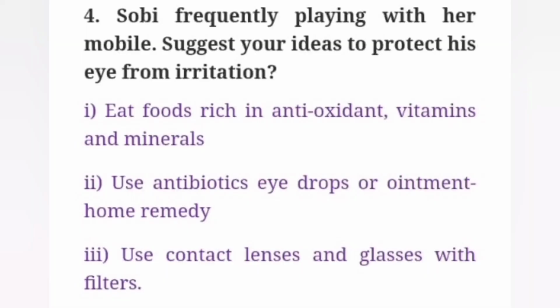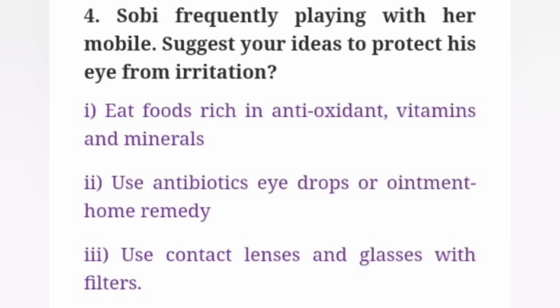Fourth question: Shobhi is frequently playing with her mobile. Suggest your ideas to protect his eyes from irritation. First point, eat foods rich in antioxidants, vitamins and minerals. Second point, use antibiotic eye drops or ointment, home remedy.